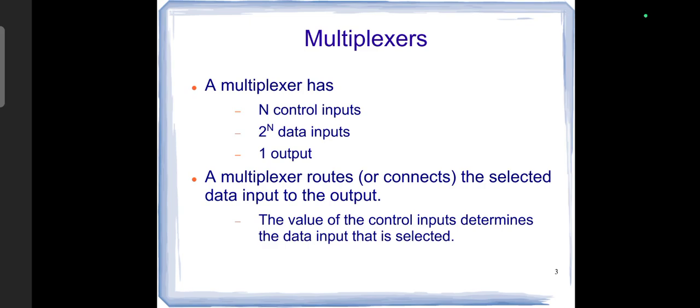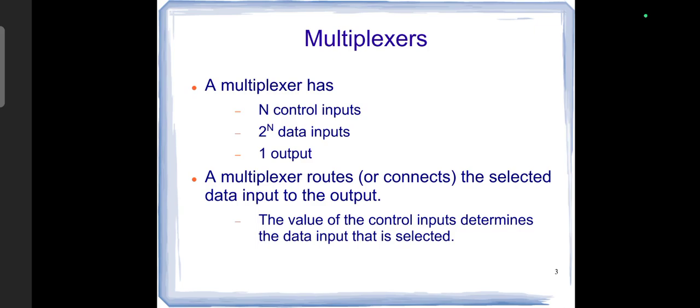A multiplexer is one of the most important combinational circuits in digital electronics. The word multiplexer is commonly abbreviated as MUX. The main purpose of a multiplexer is to select one input from many available inputs and to transfer it to a single output. Because it selects one signal among many, it is also called a data selector.